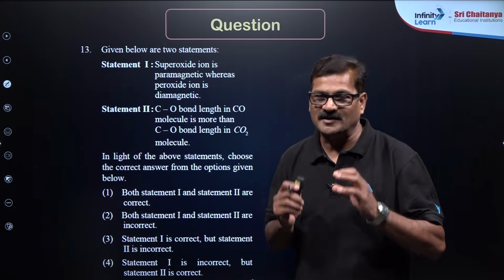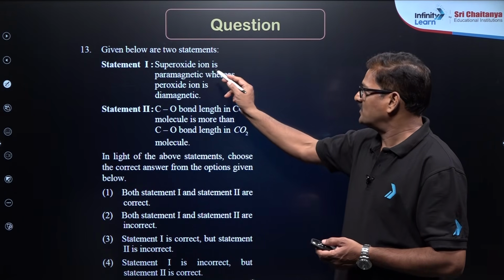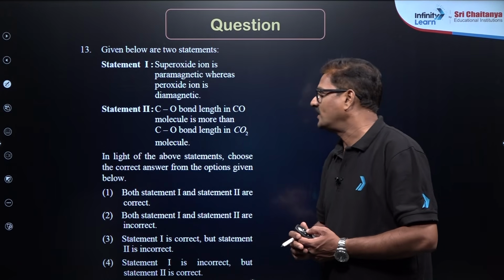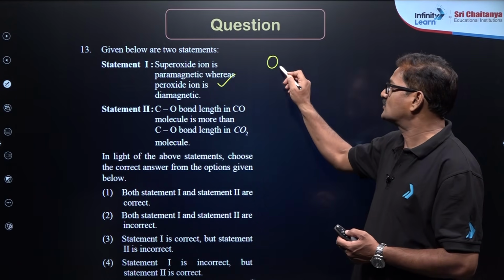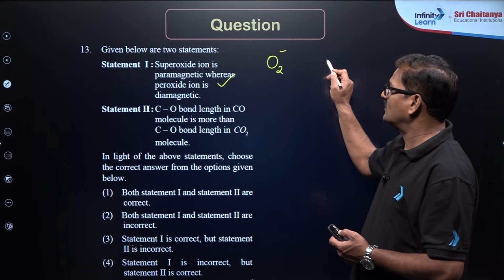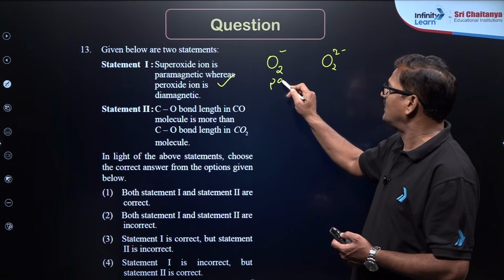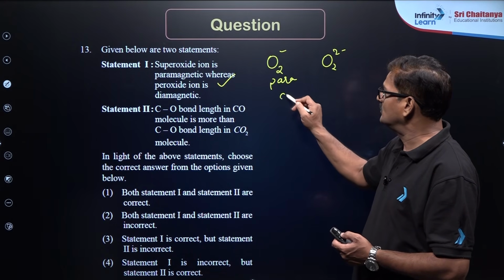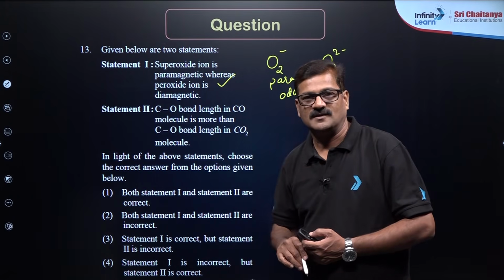Students, it is a fundamental question based on chemical bonding. Superoxide ion is paramagnetic while the peroxide ion is diamagnetic, which is correct. Superoxide is O2 minus and peroxide is O2 2 minus. So it is going to be paramagnetic and colored due to the odd electrons. So it is a correct statement.